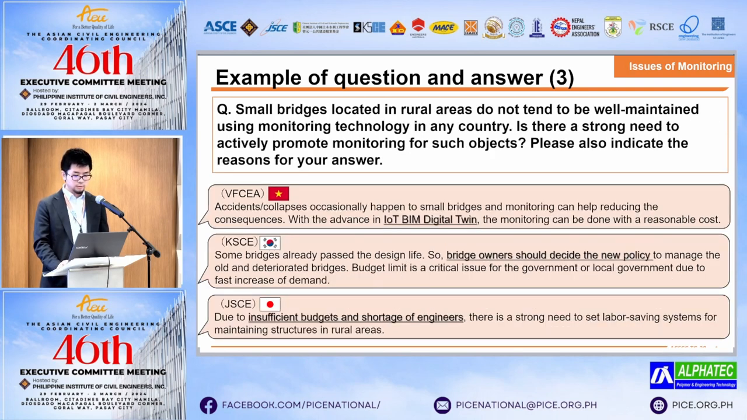And this is a question not only about chapter one, but about issues of monitoring. The small bridges located in rural areas do not tend to be well maintained due to insufficient budgets or a shortage of engineers. And the IoT beam, digital twin, or new policy made by the bridge owners can be useful to accelerate applying the monitoring technology for small bridges.